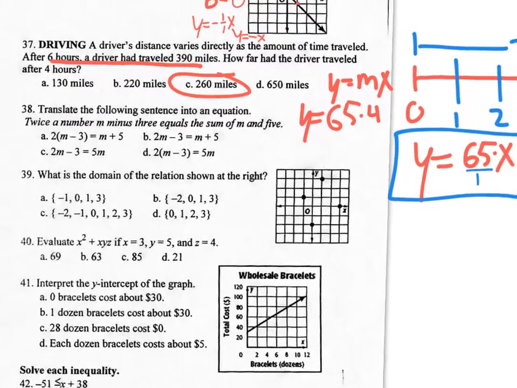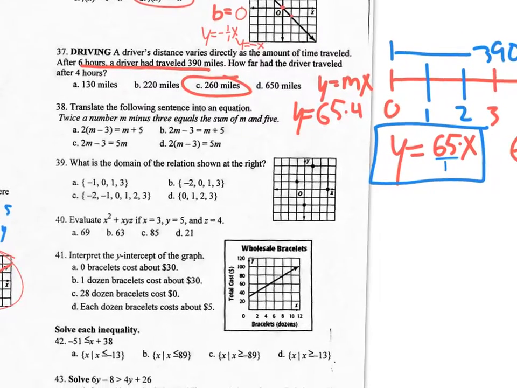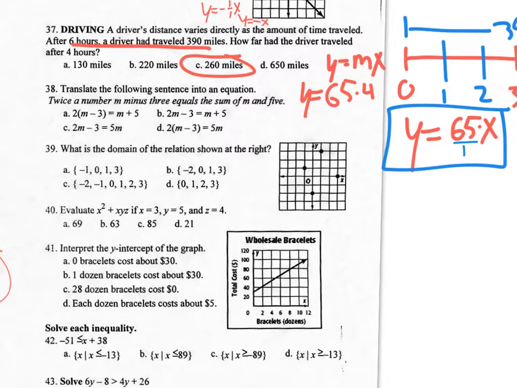Number 37 says A on the answer sheet. The answer is not A, because that would be 2 hours, right? 2 hours, you'd be 130 miles, traveling at 65 miles per hour. There are several answers on the answer sheet that are incorrect, and that's why I'm going through every single question so we could find those mistakes. So 37 is a mistake on your answer sheet. The answer should be 260.